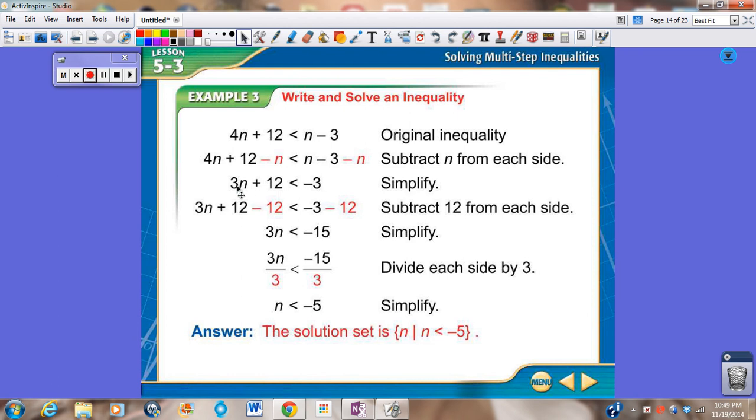Now we've moved the n's over here. Let's put the numbers on the other side. So now we're going to subtract 12 from both sides. When you do that, you're going to get 3n is less than negative 15. Then we're going to divide both sides by 3, and you get n is less than negative 5. And there you go, so there's your answer.